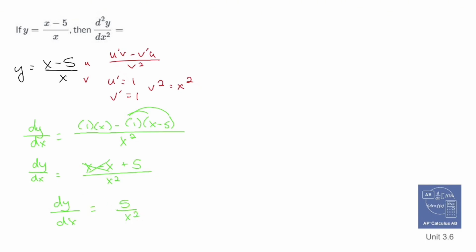Now to find the second derivative, I have to do the quotient rule again. No, I don't. I'm going to be clever here. I'm going to be smart. I went to college. I'm going to do this. I'm going to write dy dx like this because I can.